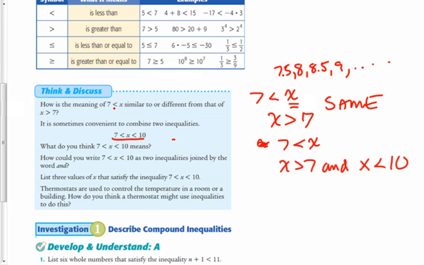So as an integer, that'd be a number like 8. As a decimal, that'd be a number like 9.9. But 10.1 would not work because 10.1 is not less than 10. So here's how you write this as two inequalities. And three values that work here, we just listed two of them there. You can think of one more to write in there. Okay.